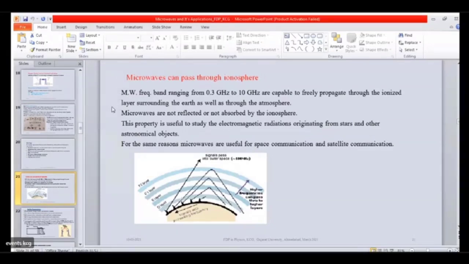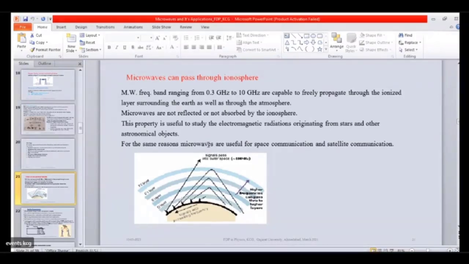Another is the satellite communication, right? One property of microwave is that it can have a line of sight communication. Another property of microwave is that it can pass through the ionosphere. So because of these two properties, microwaves are used in the satellite communication. In satellite communication, we use the satellite as a link, as a repeater station. And when the satellites are used as a repeater station, very long distance communication can be established. So we can say that intercontinental communication can be established if we use the satellite communication.